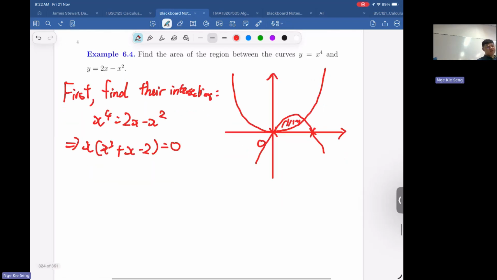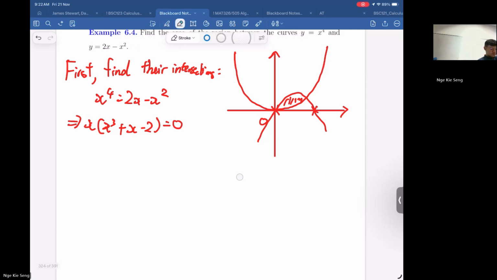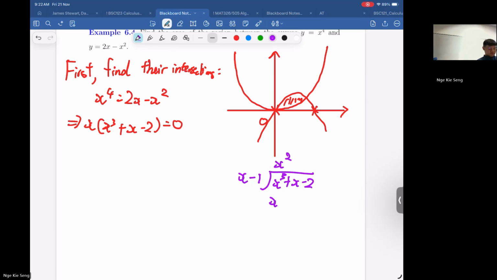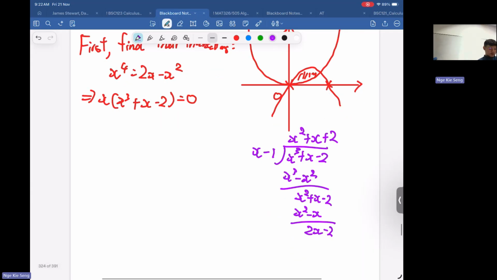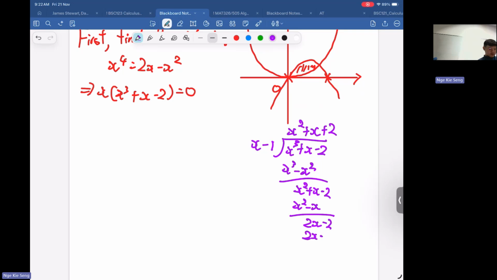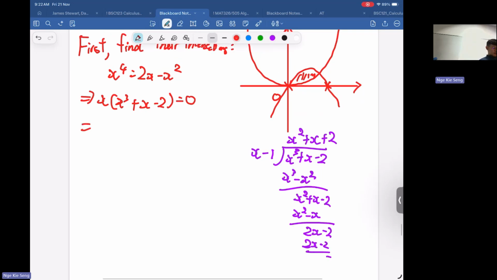Yes. Then what can you do next? You can do the long division. So you can use long division to calculate the other factor. Okay, so we get x squared plus x plus 2 as the other factor here. So we get x times x minus 1 times x squared plus x plus 2.